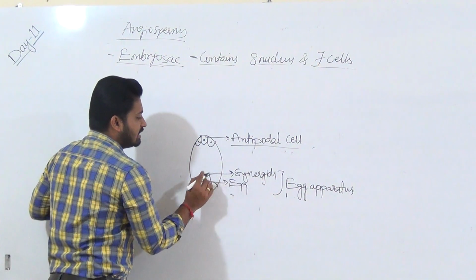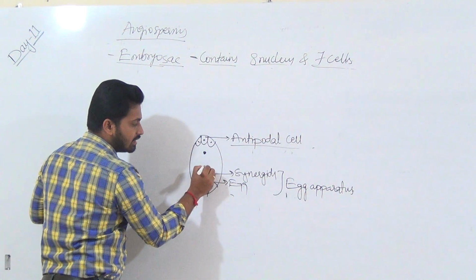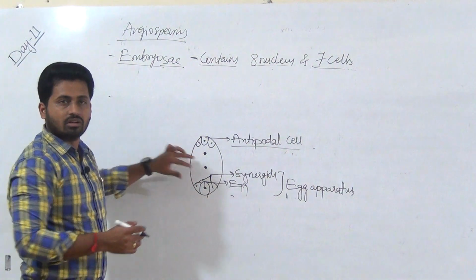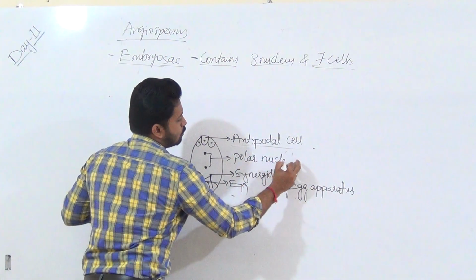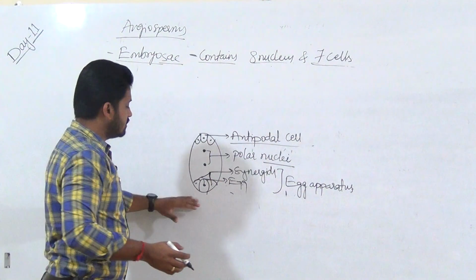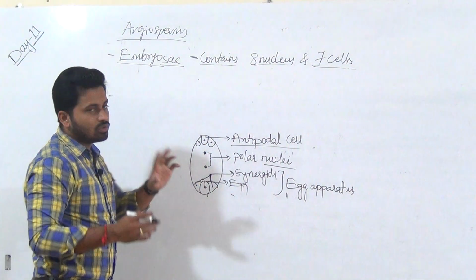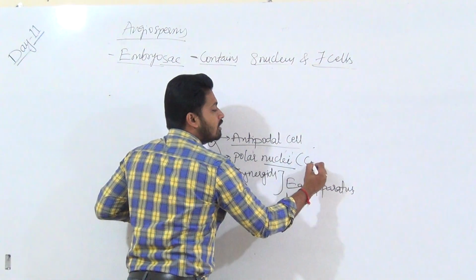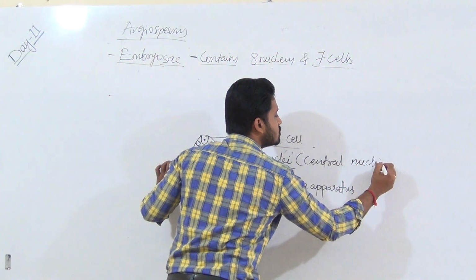Now at the center, don't get confused: one nucleus comes from this side and one from that side. This is covered in detail in 12th standard. Remember that two nuclei come here, and these two are called polar nuclei. They come from the chalazal end and the micropylar end, from the pole regions, hence the name polar nuclei or central nuclei, because they occupy the center position.